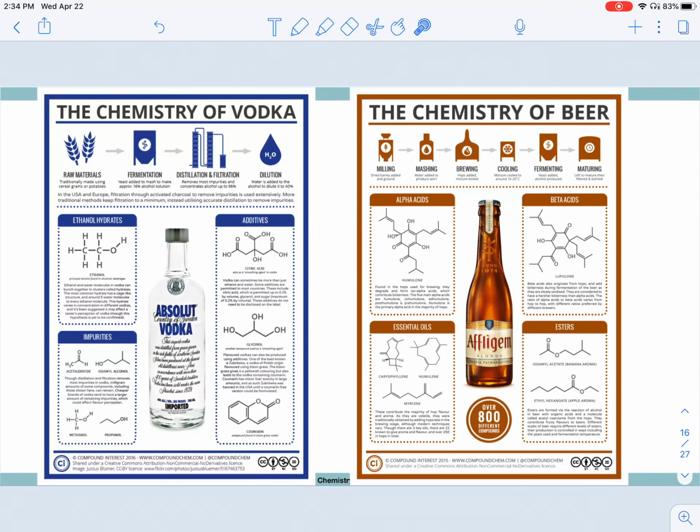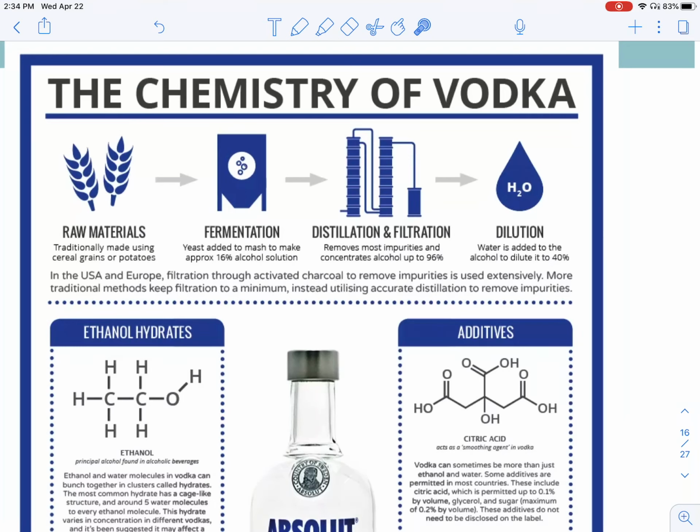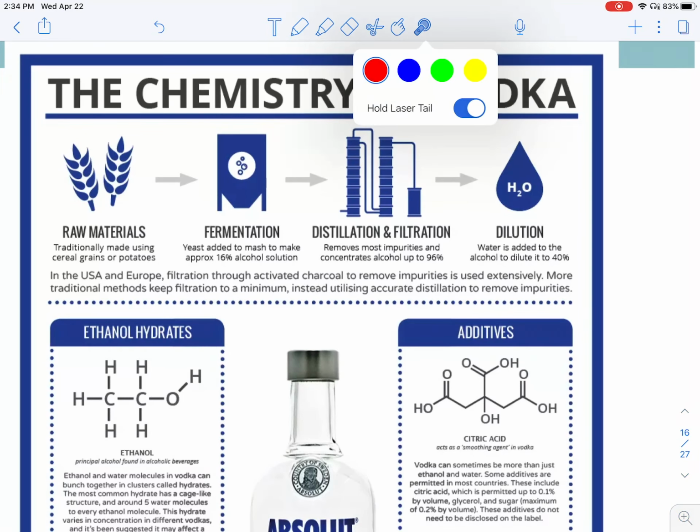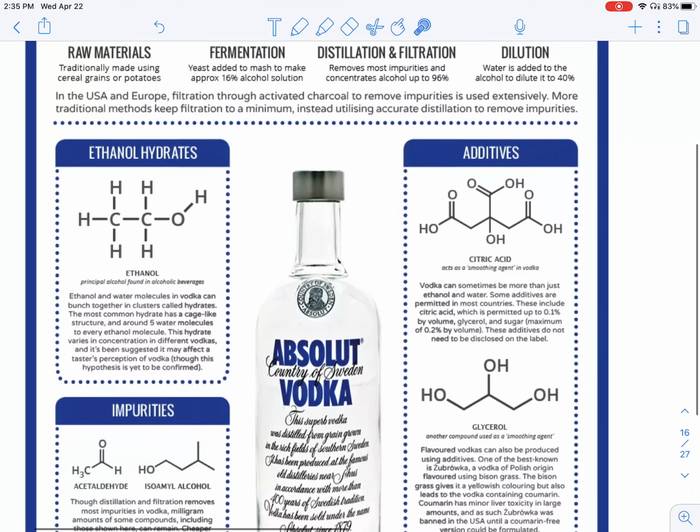So I wanted to remember, through the process, what other functional groups we find in compounds in beer and vodka, things like that. If we look at the one for the chemistry of vodka here, fermentation is where the yeast is going to be reacting with the starches in whatever raw materials you're putting in, and it's going to consume those and produce CO2 and alcohol. Then distillation comes and we concentrate this down and dilute it with water to get to the correct percent alcohol. So there's our ethanol. That's the principal alcohol found in the alcoholic beverages.